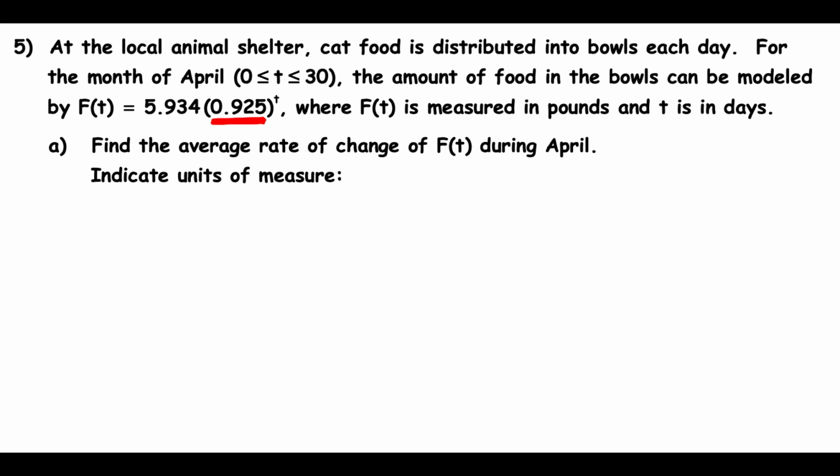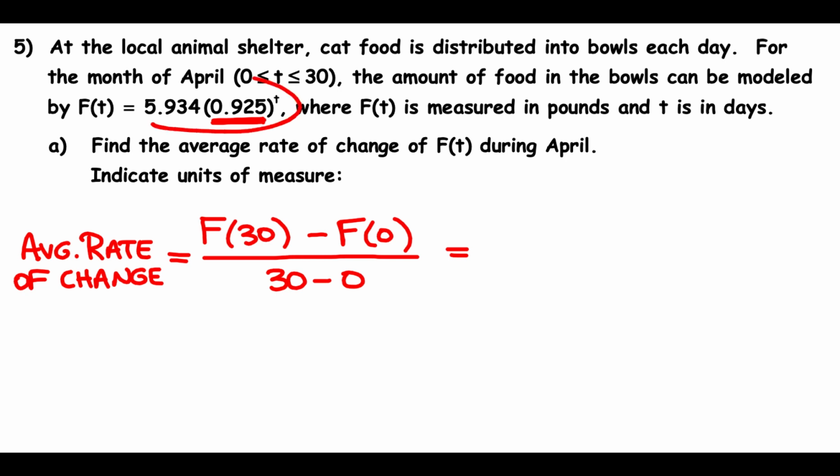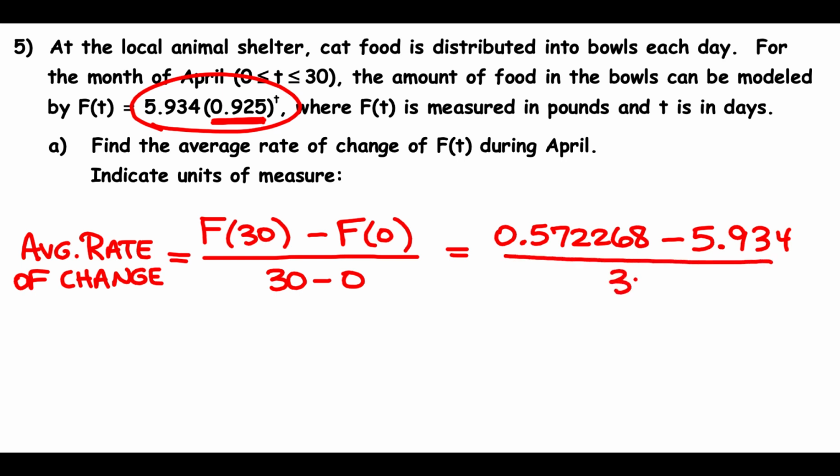Now, I realize that rate of change normally means take a derivative, but the word average normally means stay away from derivatives, and that's the case here. The average rate of change during the month of April is simply going to be f of 30 minus f of 0 over 30 minus 0, since April has 30 days. Plugging a 30 into this equation gives us that figure. F of 0 would simply be 5.934. And of course, 30 minus 0 is simply 30.